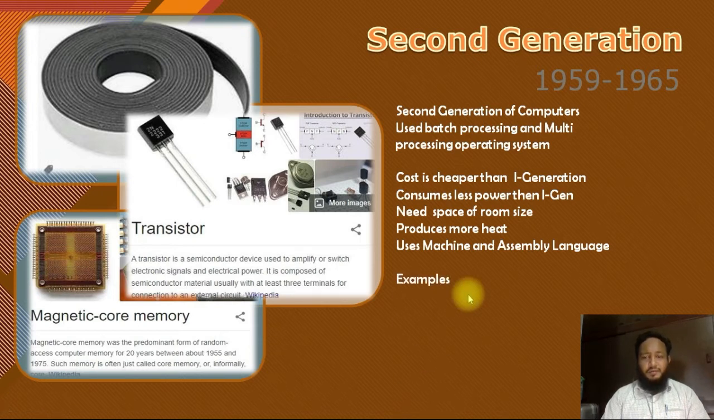The examples of these computers are IBM 1620, IBM 7094, CDC 1604, CDC 3600, and UNIVAC came with one more model called 1108.